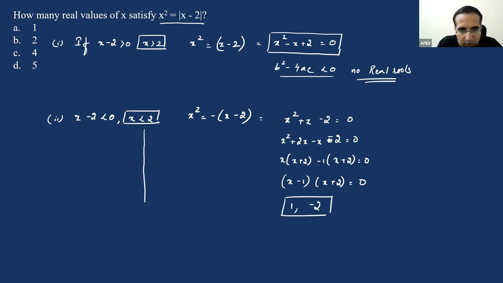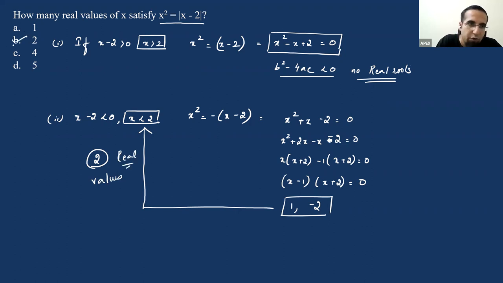Our job is to cross-check with this. 1 comma minus 2, both of them are satisfying, which means how many real values will satisfy? 2 real values of this given condition are acceptable, and therefore your answer becomes 2.